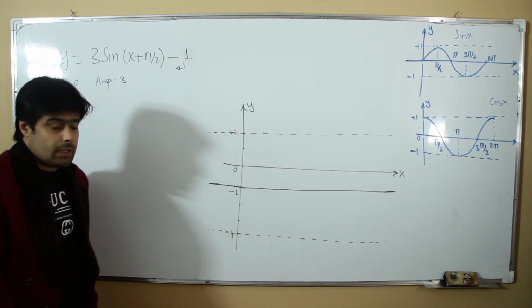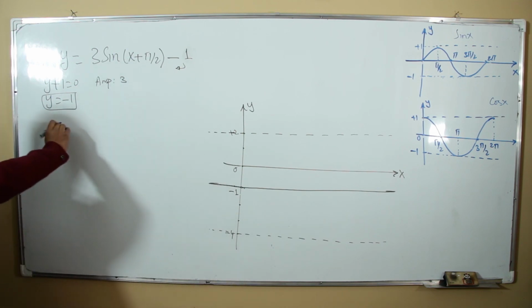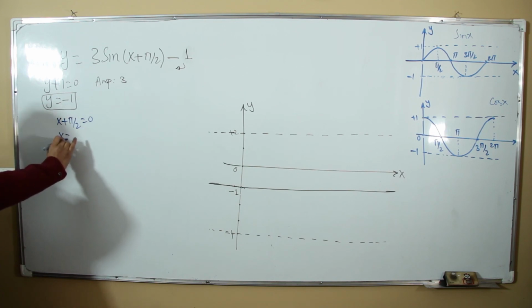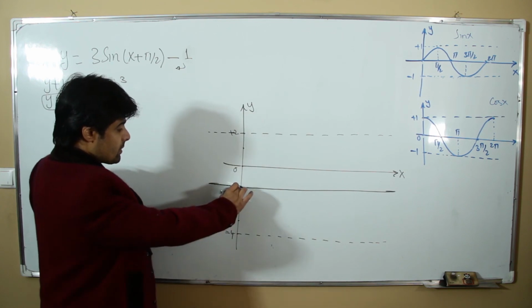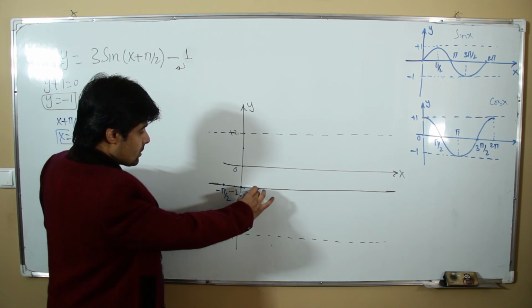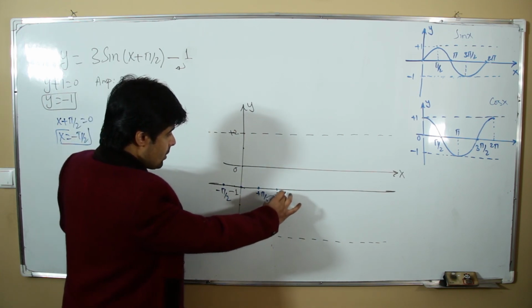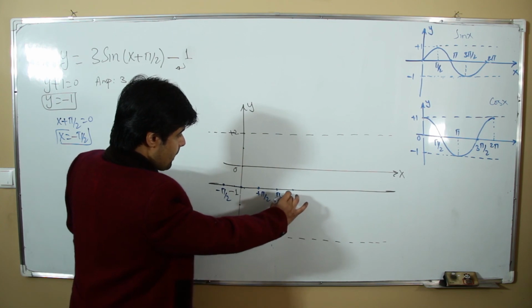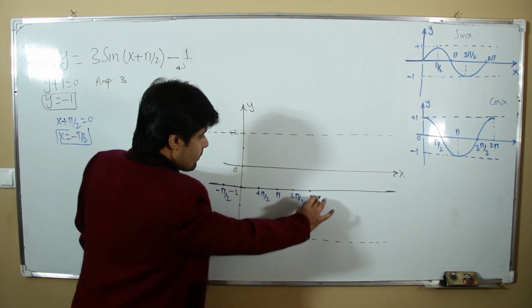Am I right? Yes. Now, it starts from where x plus pi by 2 is equal to 0. X is minus pi divided by 2. The graph starts from minus pi divided by 2. This is our 0. This is minus pi divided by 2. This is positive pi divided by 2. Pi. This is what? 3 pi by 2. And we have 2 pi.